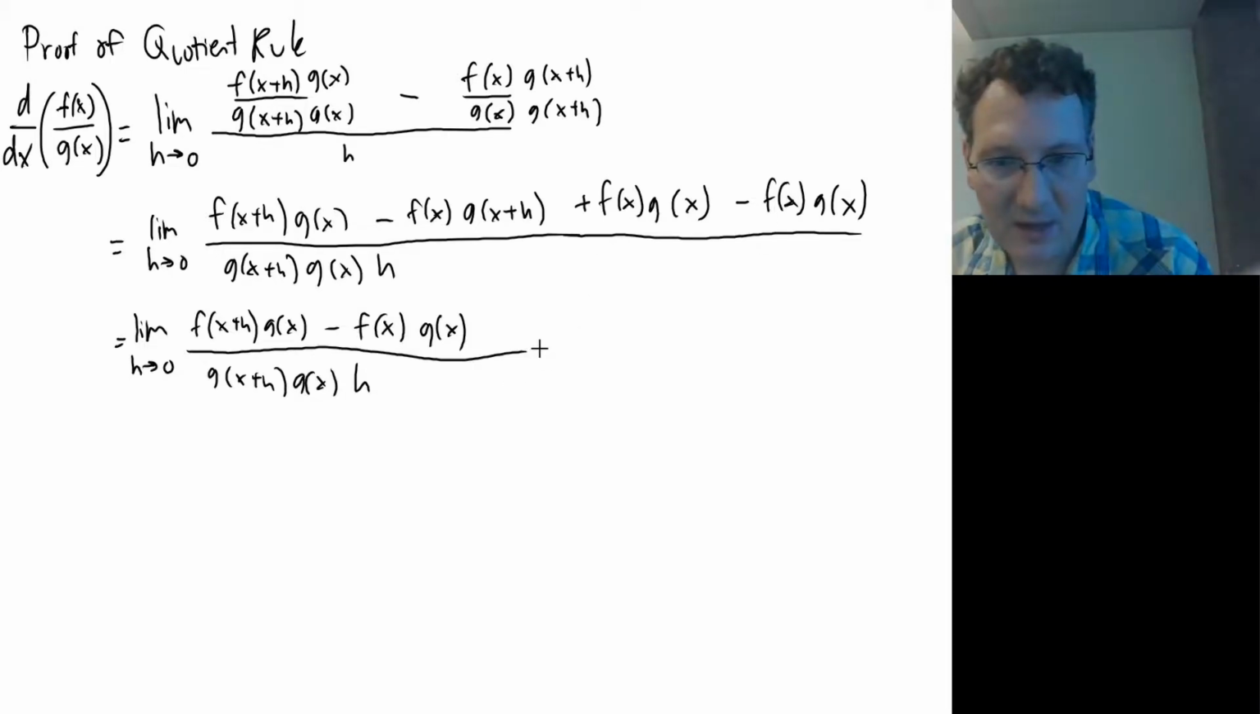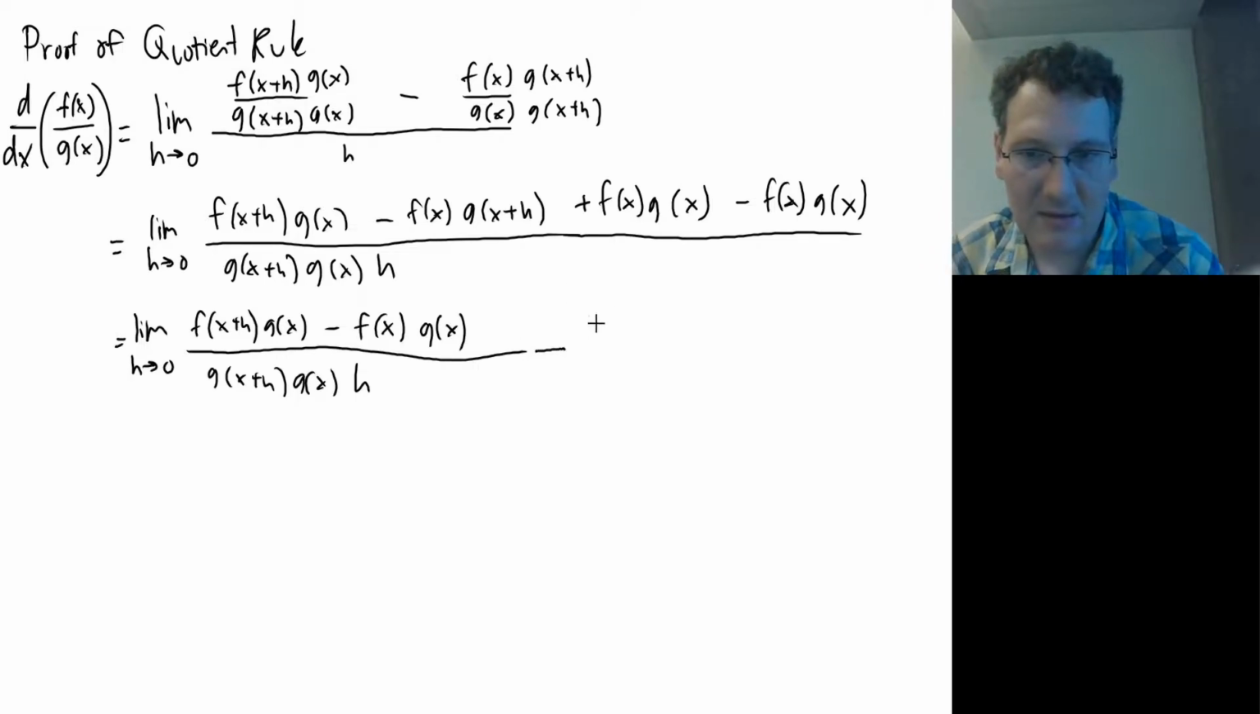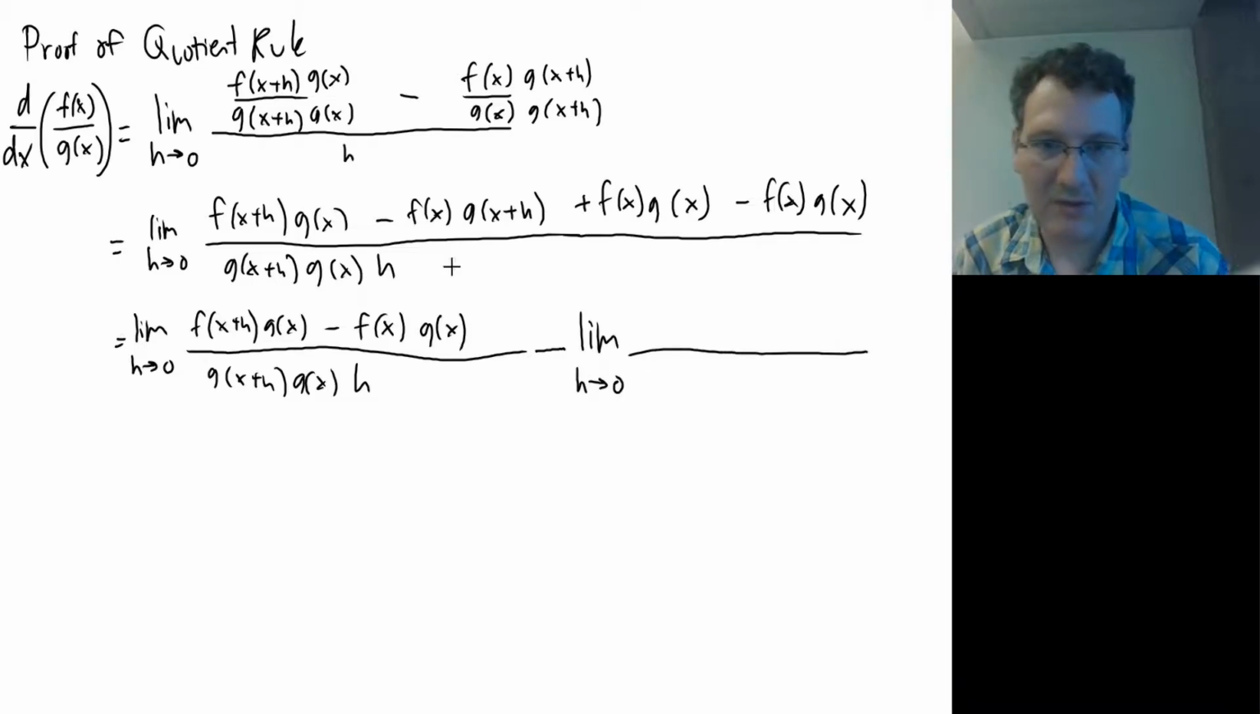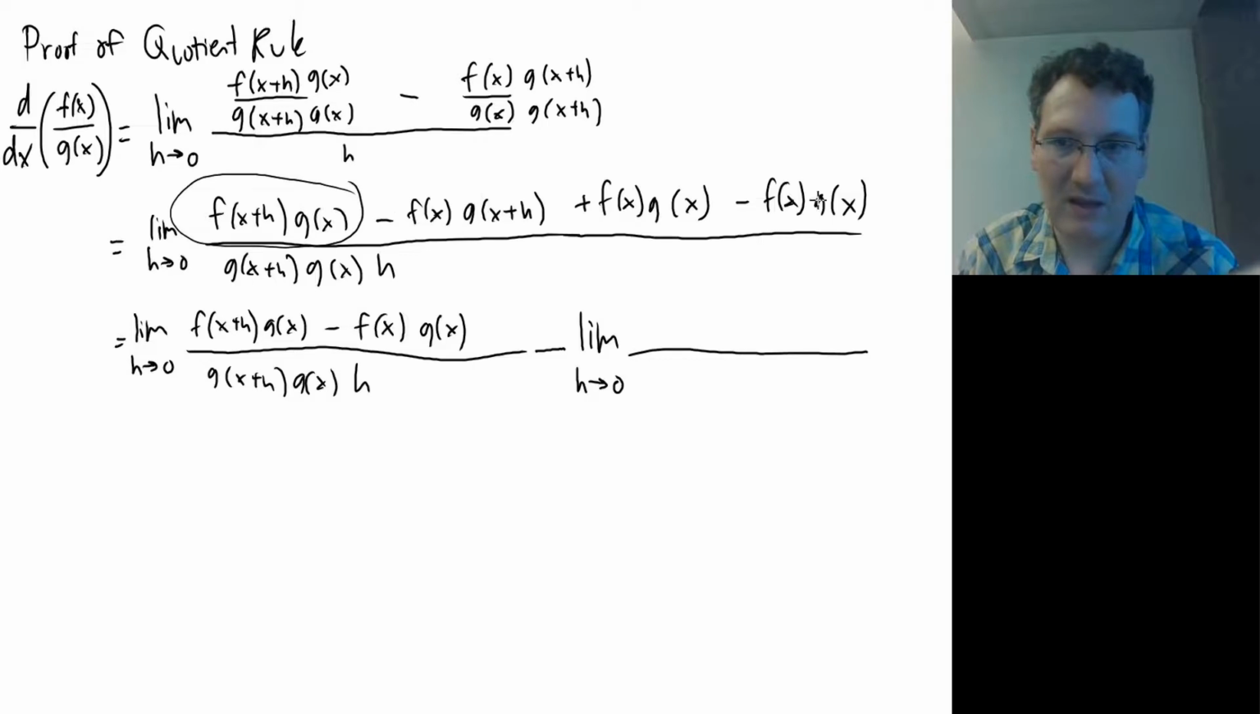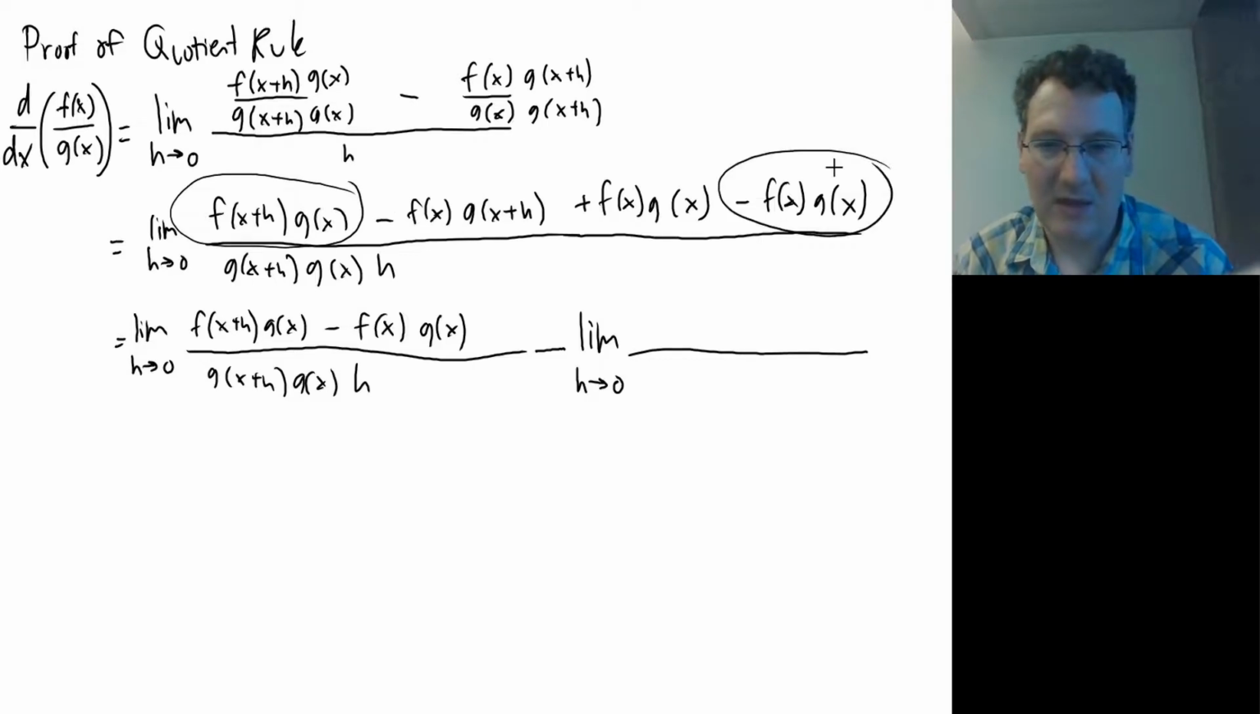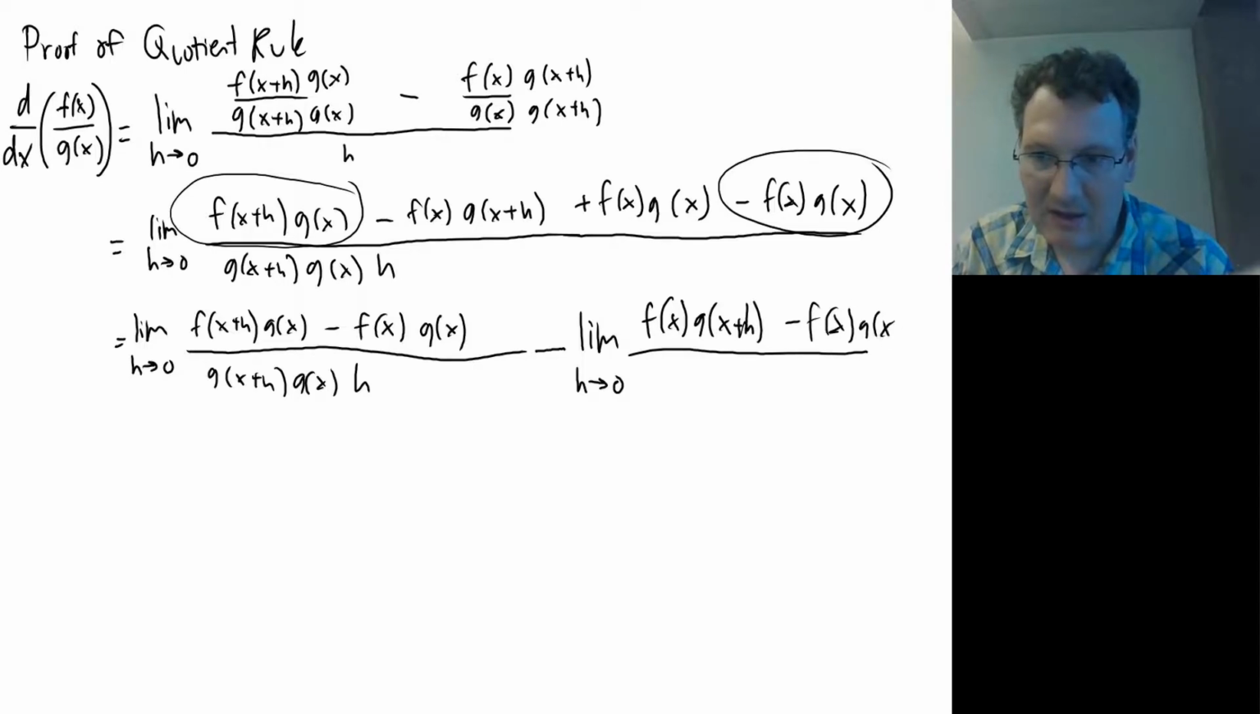The second one, I'm going to put as a minus here, minus the limit as h goes to 0. So that was this first term, and this last term got used. I'm going to keep the minus, so it's going to be minus f of x, g of x plus h, minus f of x, g of x. And this is all over g of x plus h, g of x, and then the h.